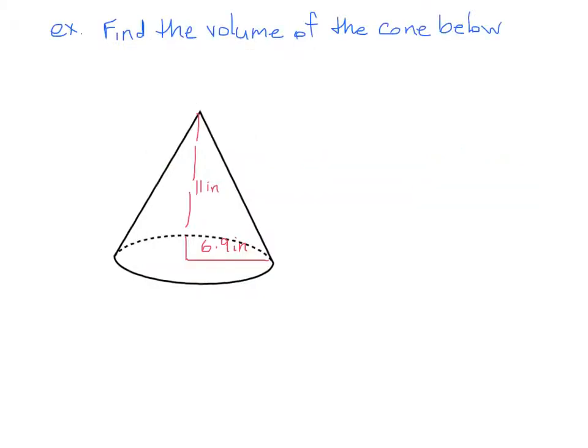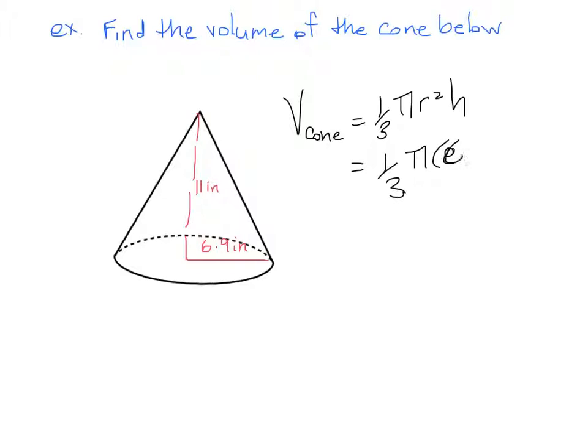All right, so as we just learned, the volume of a cone is equal to 1/3 pi r squared times height. So substituting our values in, it's 1/3 pi, and we know our radius here is 6.9 inches, so we go ahead and put 6.9 inches squared. 6.9 squared. And our height, as we can see here, is 11. So we go ahead and put that there.